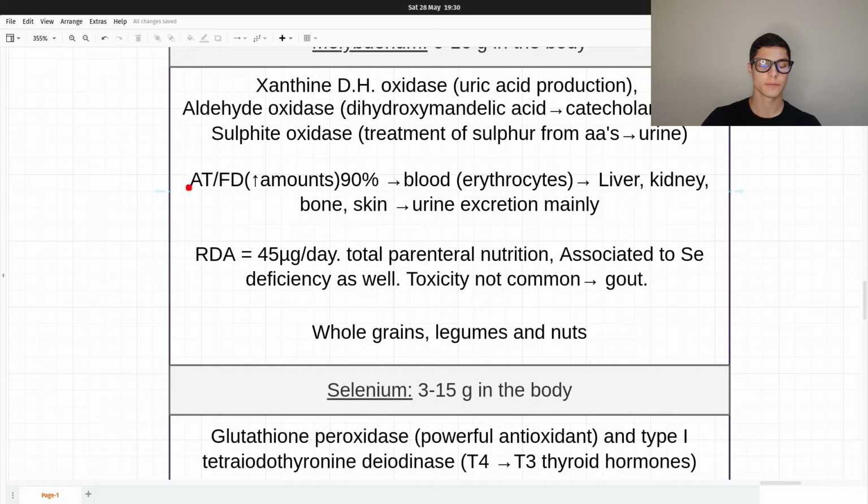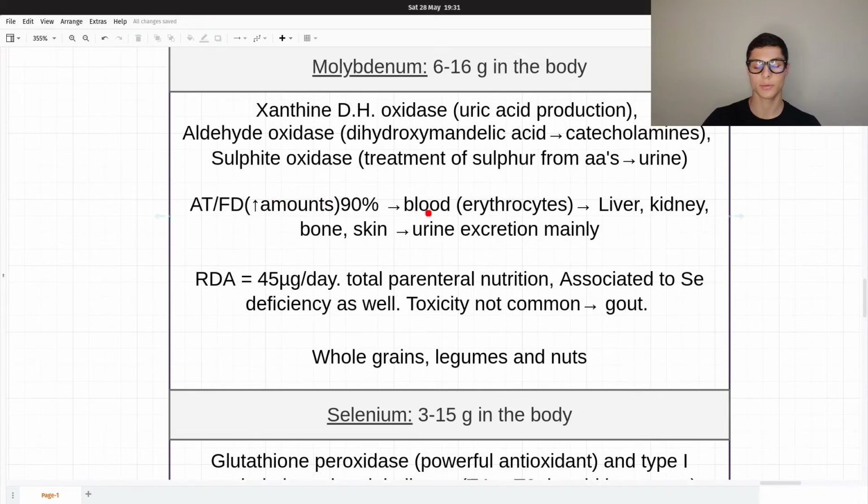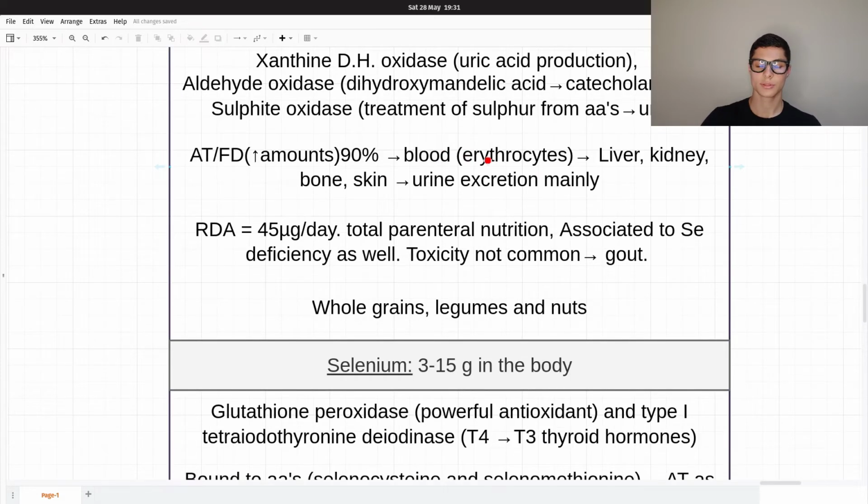The absorption is via active transportation or facilitated diffusion when we have high amounts. 90% of the molybdenum is absorbed. Once in the blood, it travels inside the erythrocytes. And then it can go to the liver, to the kidney, to the bone, and to the skin. The excretion is mainly through the urine.